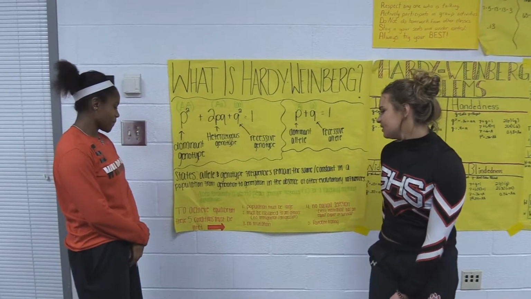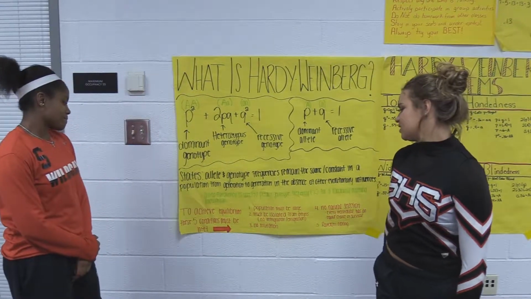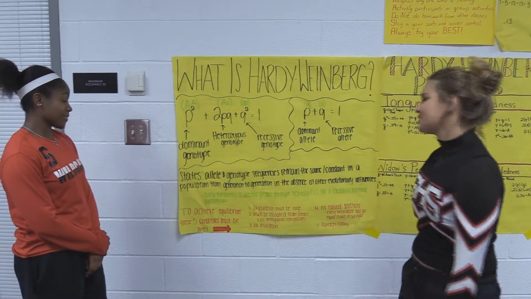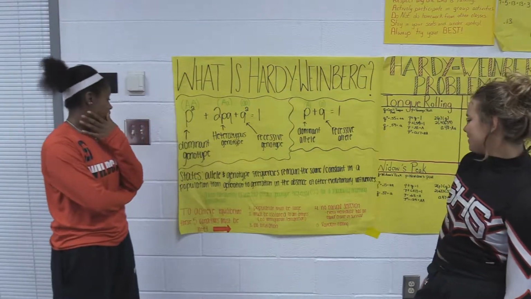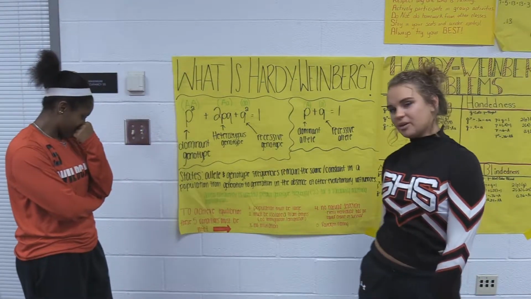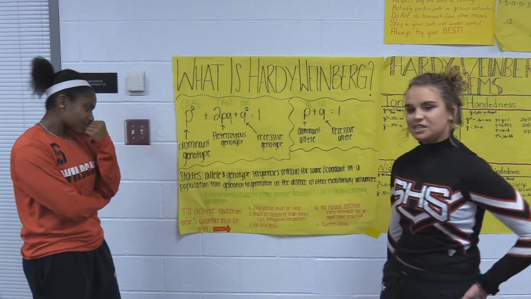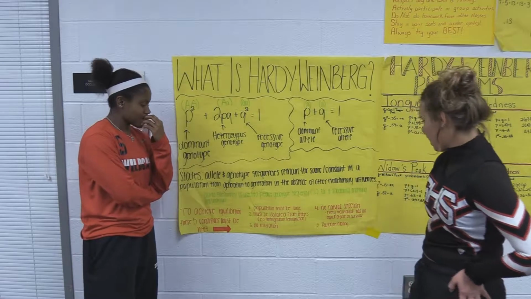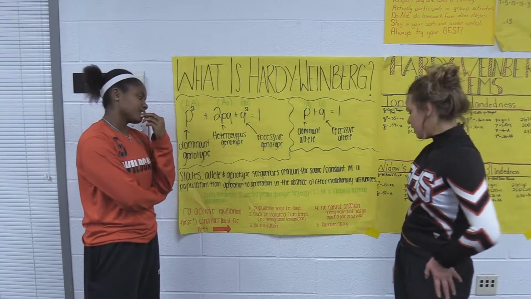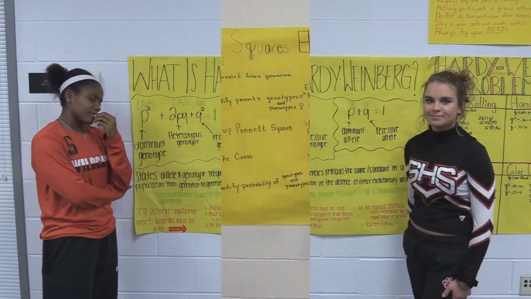To achieve equilibrium, these 5 conditions must be met. The population must be large. It must be isolated from others, which means no immigration, no mutations, no natural selection, which means every individual has an equal chance of survival, and random mating.